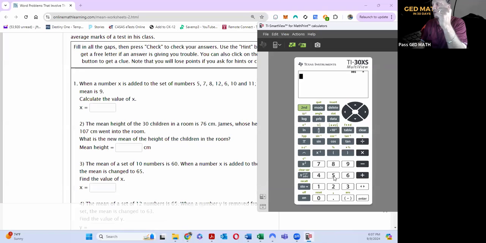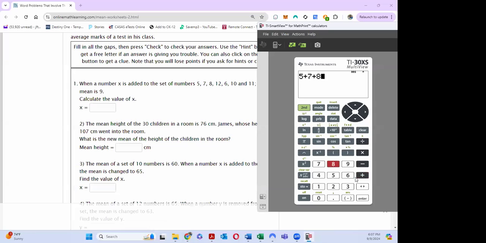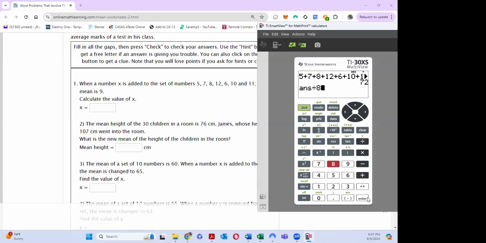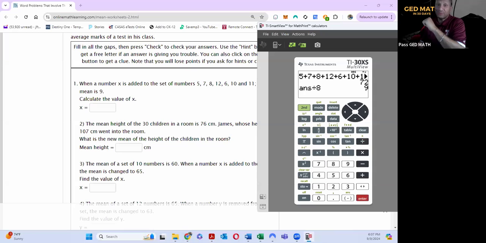So I got 5 plus 7 plus 8 plus 12 plus 6 plus 10 plus 11. And then the new value we said was 13 plus 13. That gives us a total of 72. We're going to divide by 1, 2, 3, 4, 5, 6, 7, 8. And let's see if we get a mean of 9. Yes, we do. So that tells you our answer was correct.